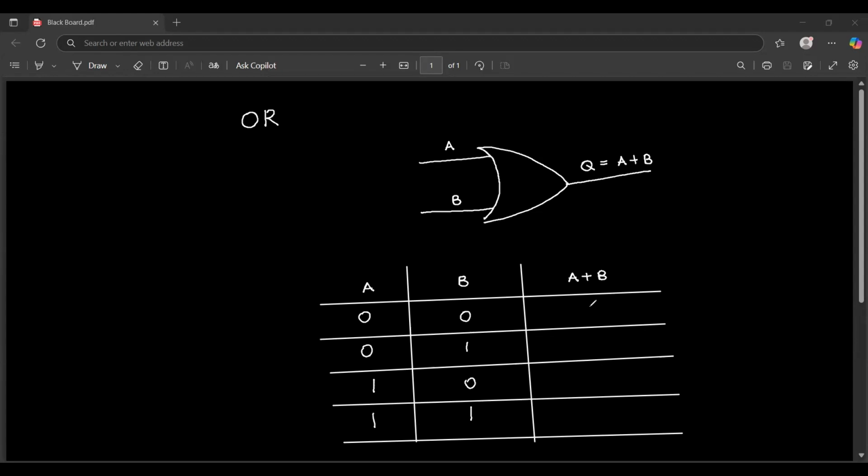So 0 plus 0 is 0. That's what happens when we are working with OR. We just have to add the bits. So 0 plus 1 will be 1, 1 plus 0 will be 1. We know 1 plus 1 is equal to 2, but we can't put 2, we have to put 1, because inputs or outputs can have only two states at a time. It can either be 0 or 1. We can't have both of them. So this is the OR gate.